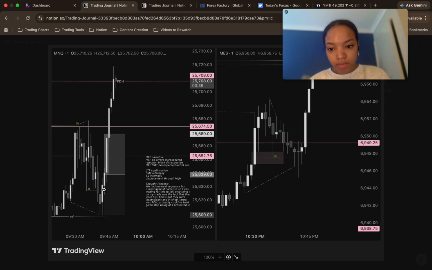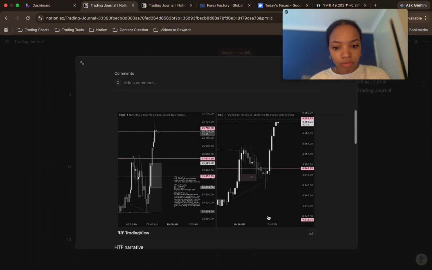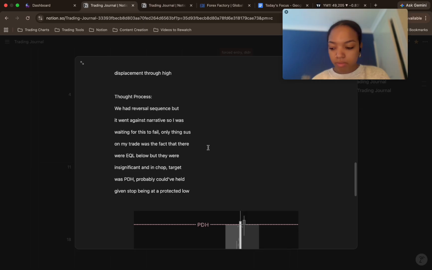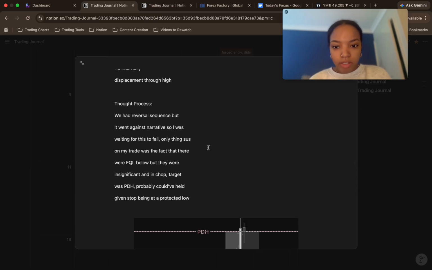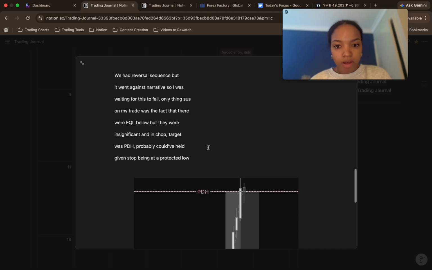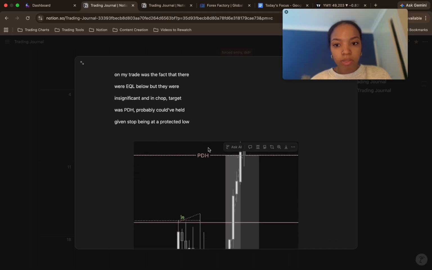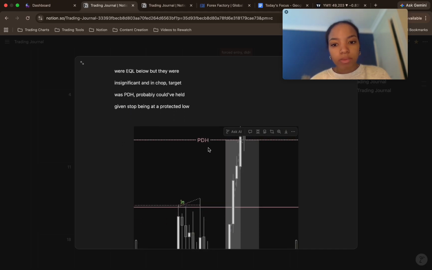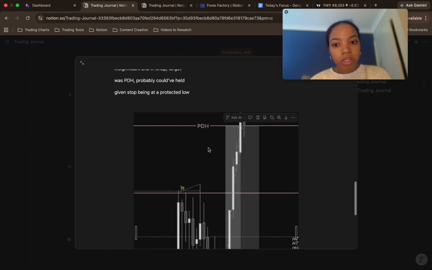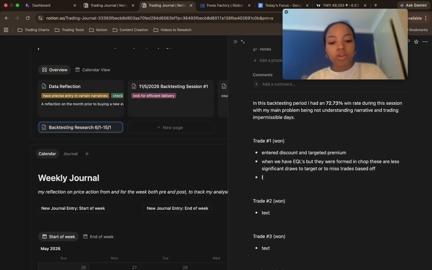Had that S&T deliver. Okay. We had a reversal sequence, but it went against narrative, so I was waiting for this to fail. And the other thing was the fact that equal lows below were insignificant and in chop. Target was previous day high, probably could have held, given stop being a protected low. So potential holds if the setup has a protected stop.